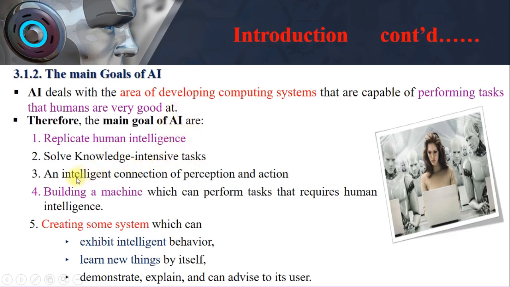Also, the other main goal of artificial intelligence is to connect intelligence with the perception and the action of the environment. Finally, the goal is the ability to build a machine that can perform different tasks that need human intelligence. By having this goal, artificial intelligence will be developed, or intelligent machines will be developed.